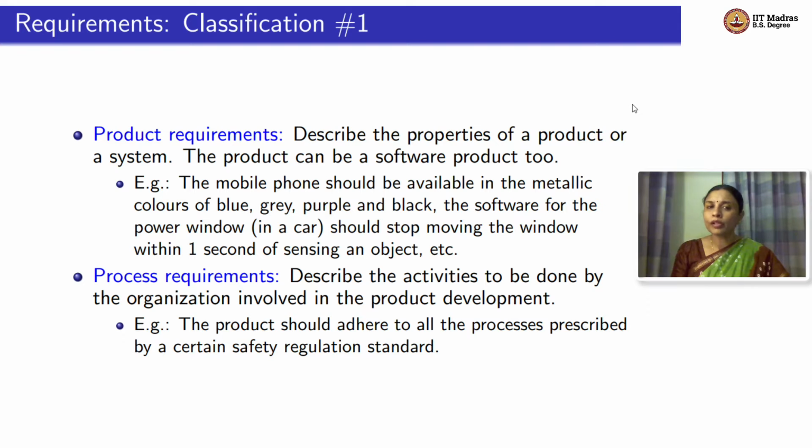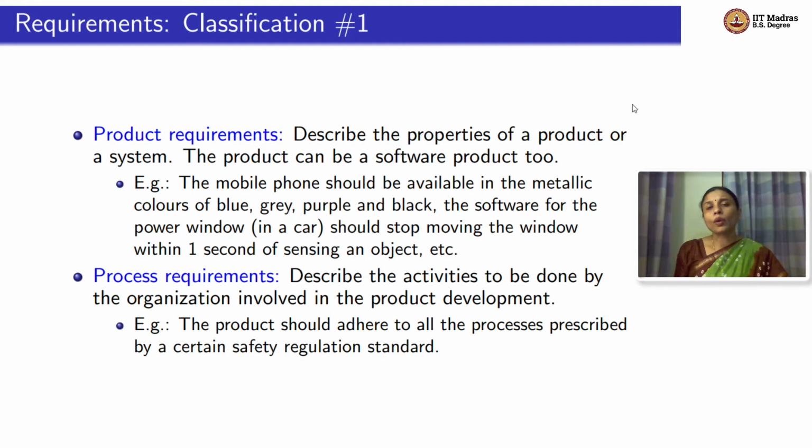Examples of such product requirements could be like this. Let's say a phone manufacturing company is manufacturing mobile phones, and they have a requirement about the whole product, the phone itself. It should be available in metallic colors of some variety. Could be a product level requirement for a mobile phone. It should be available in flip mode. It should have so many cameras. All these could be product requirements.